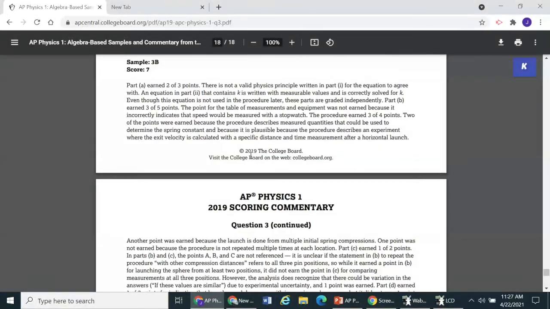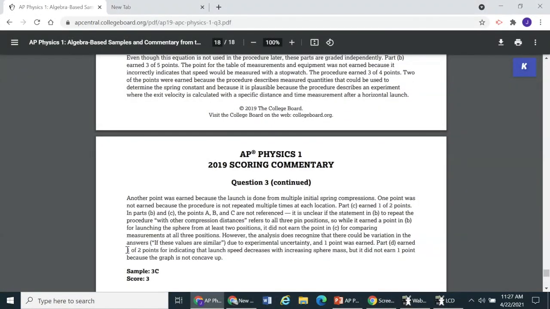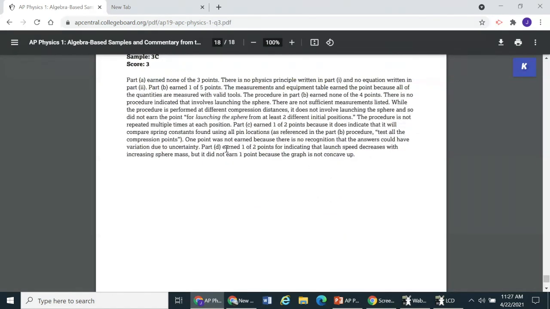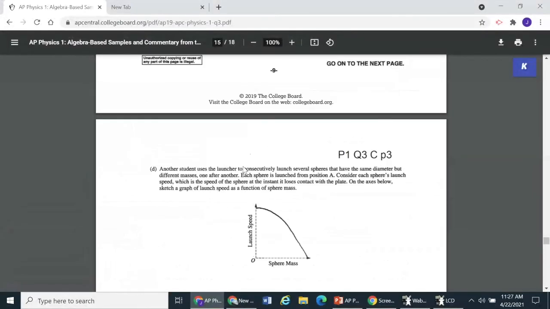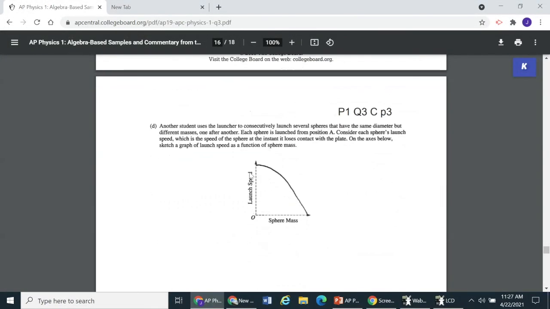For the middle kid here, what does it say for part D? It says part D earned 1 of 2 points for indicating that the launch speed decreases with the increasing sphere mass, but did not earn 1 point because the graph is concave up. So they would have given you 1 of 2 for that. Really? Oh, wow, that's stunning. That's really wrong. So notice here, they give you 50% of the points, which is enough to earn you a passing grade on this test. If you are completely wrong, you've got to try something. That's a really important thing to remember.